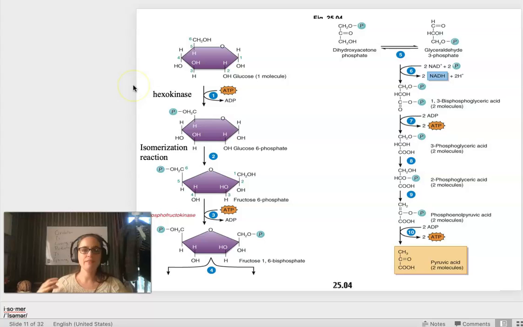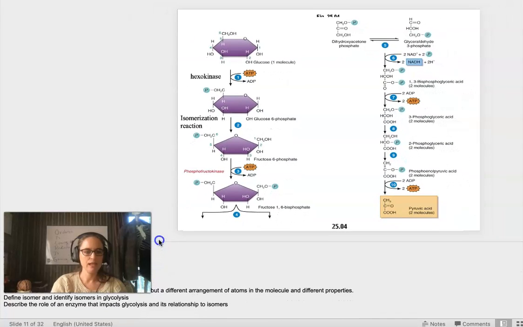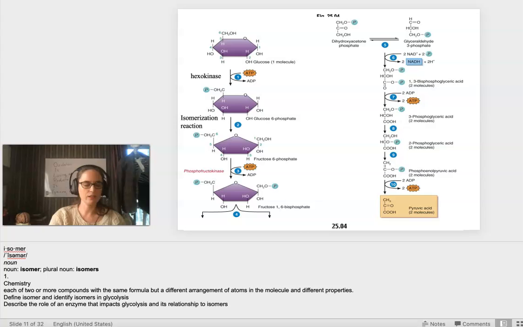Now here is our very, very detailed step-by-step glycolysis. There's a lot going on here, but we're going to focus on a couple of details. I'm not really interested in you learning every single name of every single step here. What we're going to be interested in is a few different concepts.